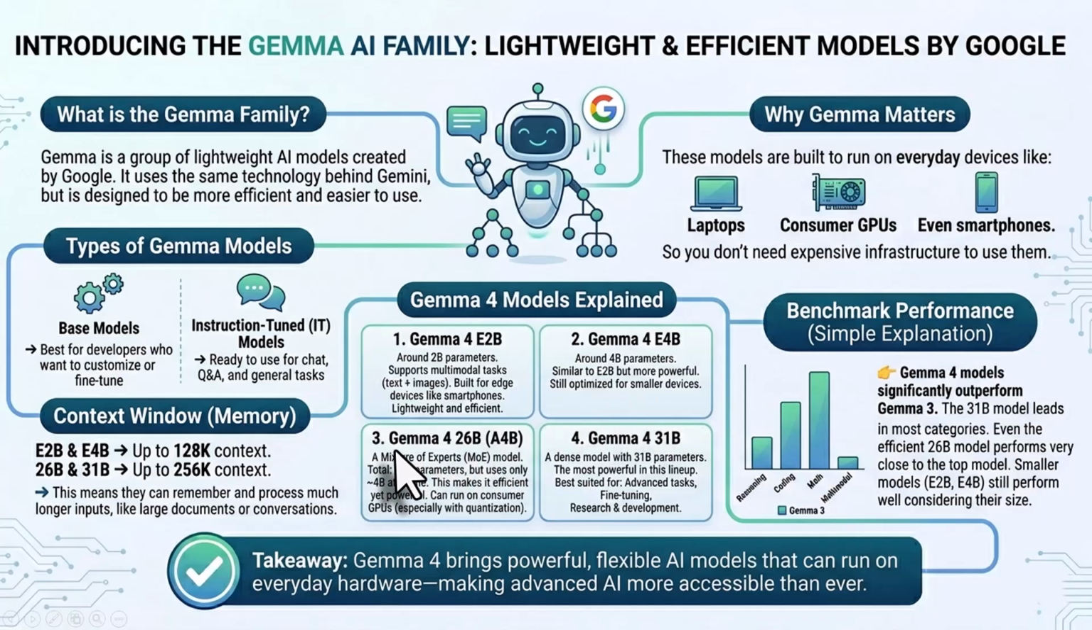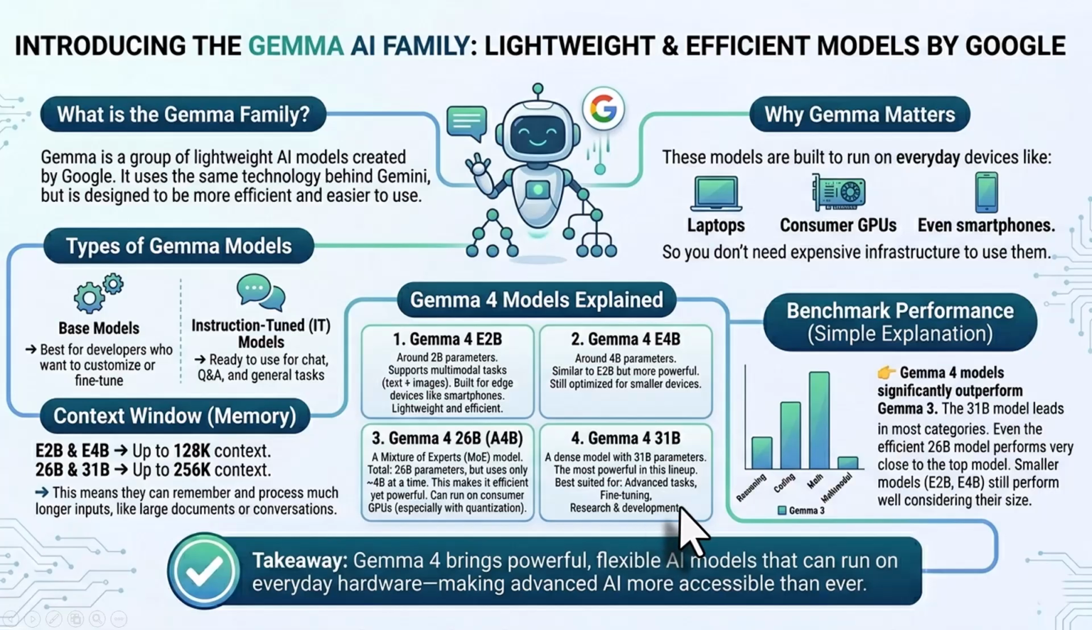Okay. And the third one is Gemma 4 26B. This model is a mixture of experts model. This has a total of 26 billion parameters but uses only around 4 billion at a time. Okay. So that's why it is an efficient and also powerful model, right? And it can also run on consumer GPUs, especially with quantization. Okay. And the last model, the fourth one, is Gemma 4 31B. This model is a dense model with 31 billion parameters. Okay. And this model is the most powerful in this lineup. And this is best suited for advanced tasks, fine tuning, and research and development.